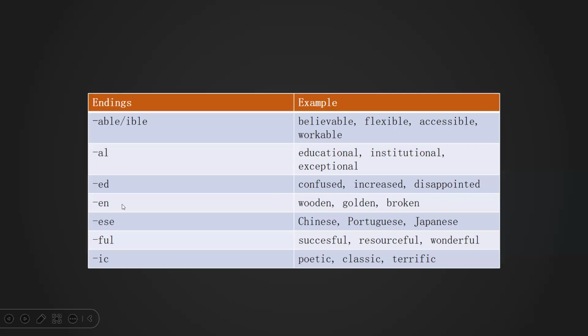Very good. En. Wooden, golden, broken. Ese. Chinese, Portuguese, Japanese. Ful. Successful, resourceful, wonderful. Ic. Poetic, classic, terrific. These are endings for adjectives.